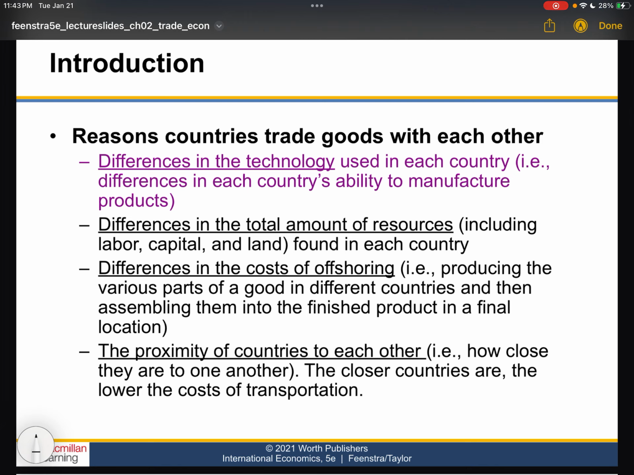Differences in amount of resources. Some countries have tons and tons of labor. Other countries have a lot of land. So then they can partner with other countries that don't have a lot of labor so that they can exchange goods or trade goods. Proximity of countries to each other. So if the country is next door, the chances that trade is happening will be really high, unless of course there's conflict between those two countries that are just next door to each other.